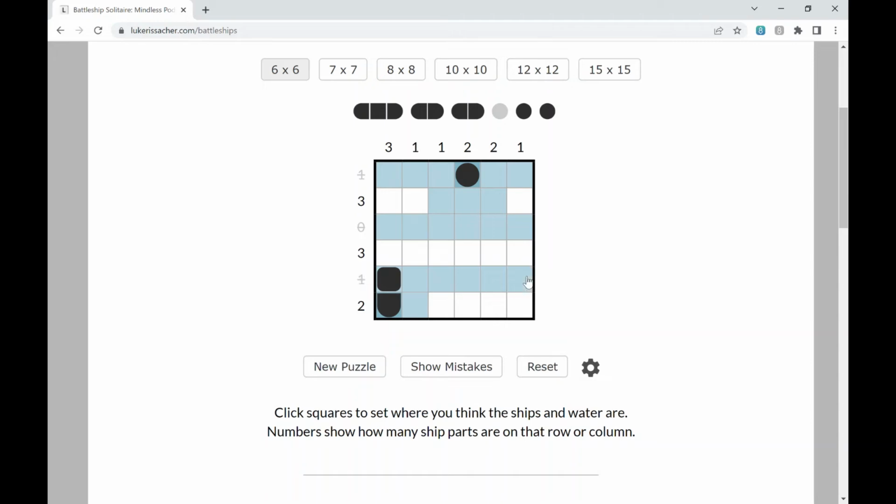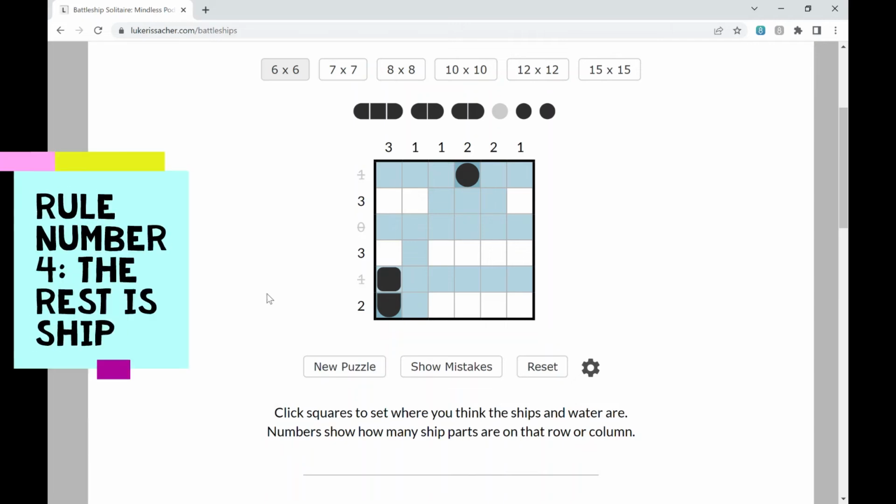Now remember rule number 2, surround the boat. We must surround the adjacent and diagonally touching squares with water. So here we go. Diagonally touching square, we know that must be water. Excellent.